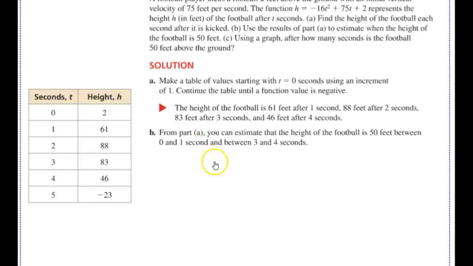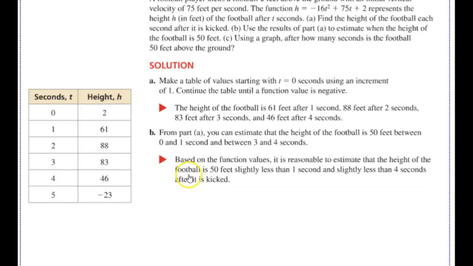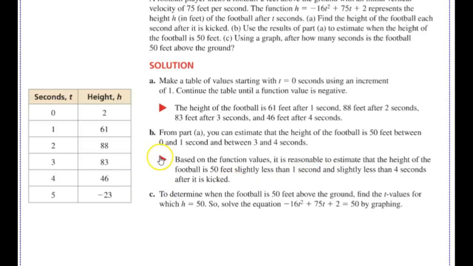So now I can estimate when the ball is 50 feet high. Using this table, I can estimate that the ball is 50 feet between 0 and 1, right? Because 50 is in between these two numbers. And then it's also going to be 50 again between 3 and 4 seconds. So based on those function values, it's going to be slightly less than 1 and slightly less than 4 seconds. I can also use a graph to help me determine this.